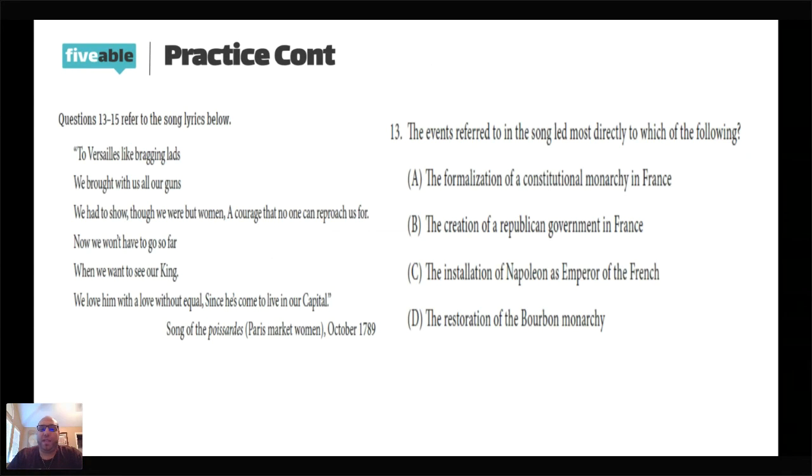So if we look at those answer choices, C, the installation of Napoleon as Emperor of the French, that was in the 1800s. Right, we're talking about when he became the Emperor of France, Notre Dame, and he was elected, right, as the emperor. D, the restoration of the Bourbon monarchy, that's after the downfall of Napoleon, okay? So that's even further into the 1800s. Neither of those match the time period.